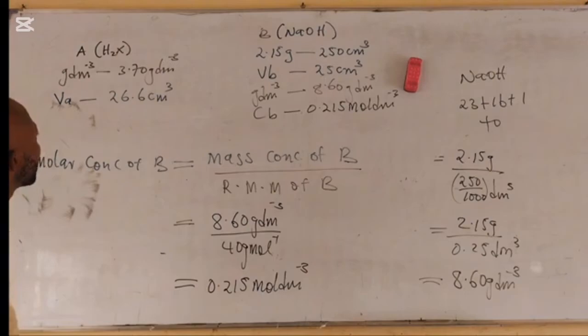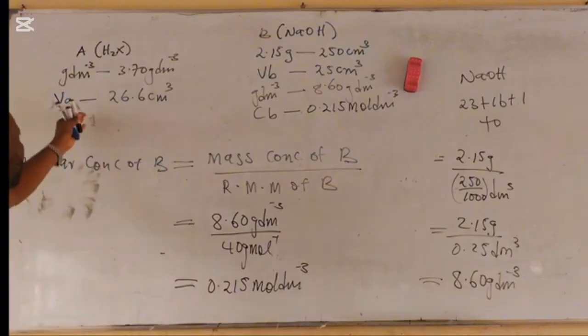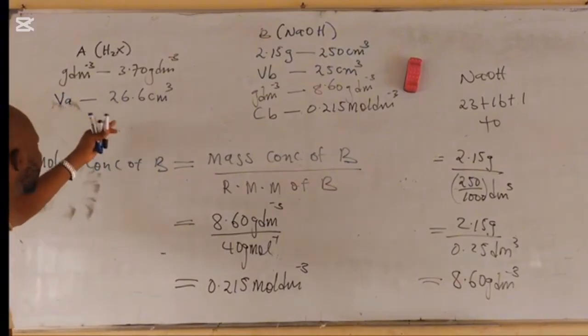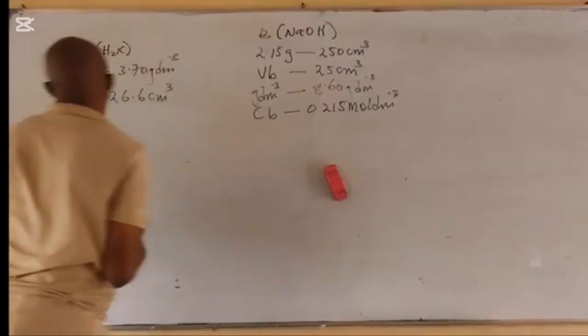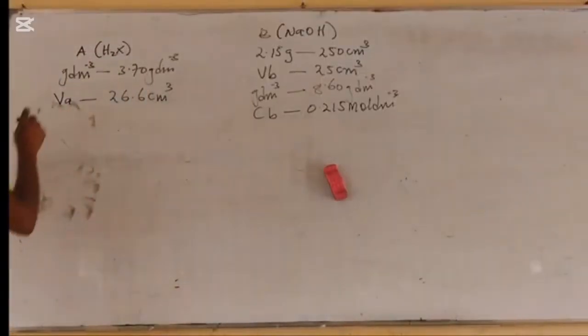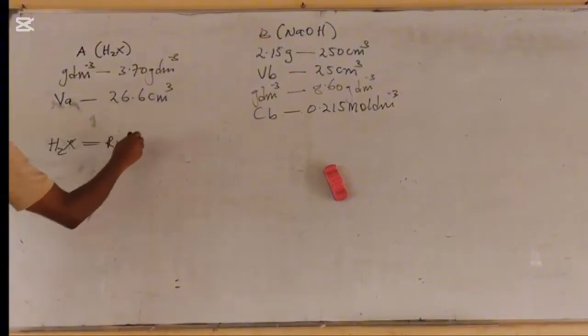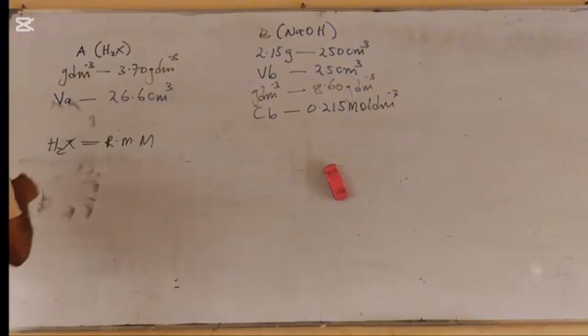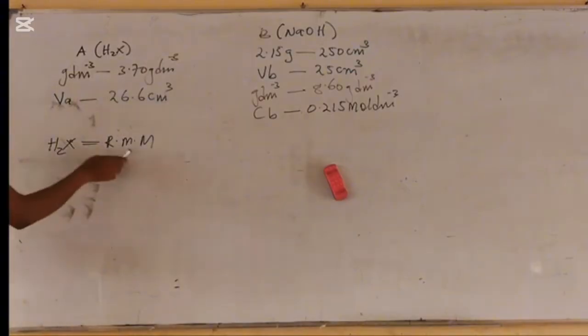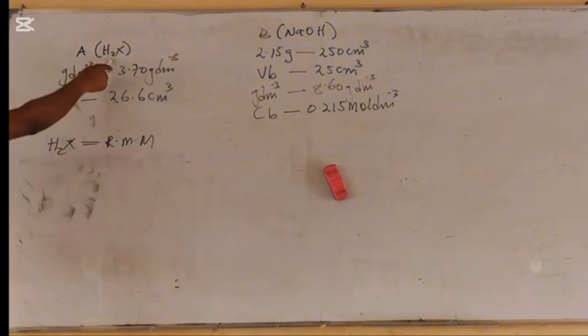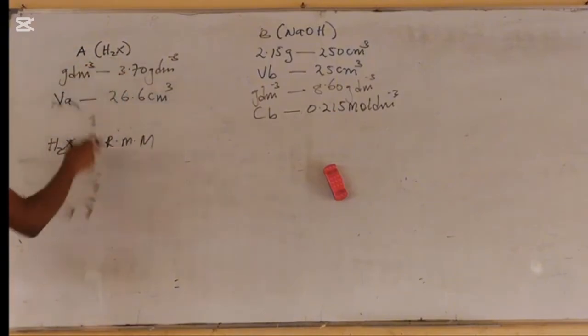Okay, for us to know the value of X, it means we must know the relative molecular mass of this guy. But let's see how that works. Now we have H2X is equal to the relative molecular mass. This is a standard. So for us to be able to get the value of X, we must calculate the relative molecular mass, which we don't know at first, so we cannot even go there. So then, how are we going to get here? We have to go down.